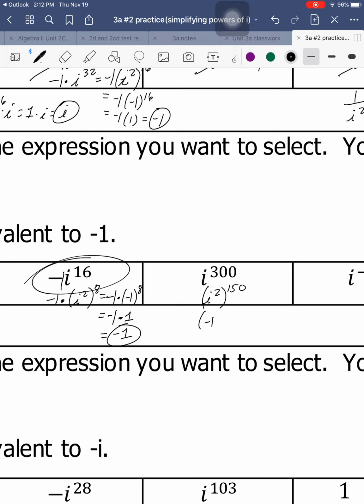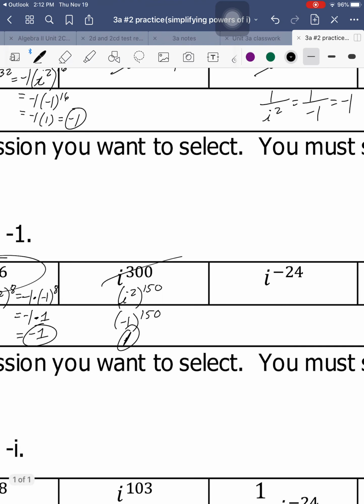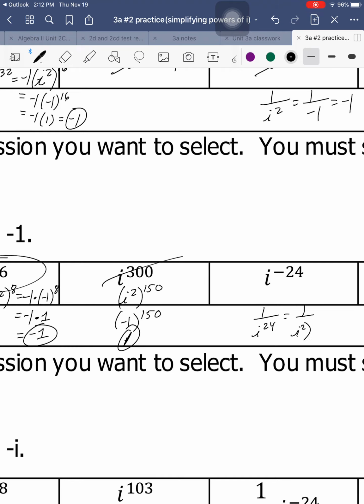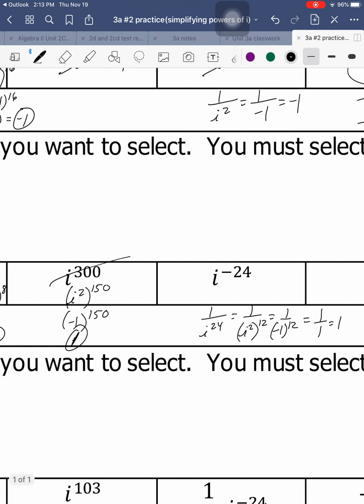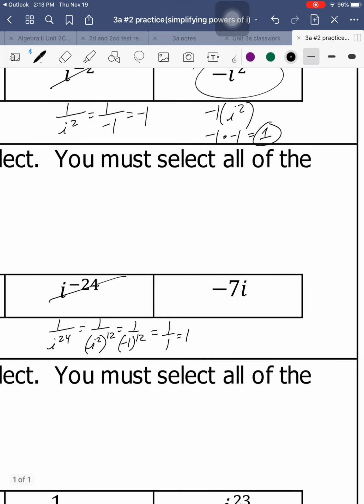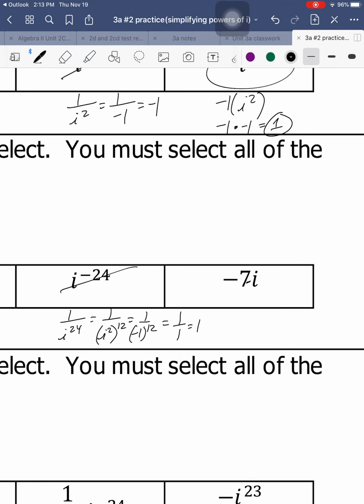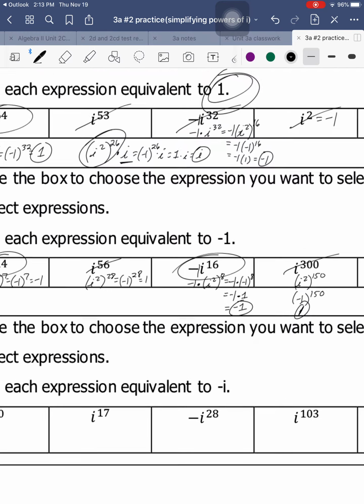i to the 300, so i squared to the 150. Negative 1 to the 150 is positive 1. So that's not an answer. i to the 24th is i squared to the 12th, which is negative 1 to the 12th. Negative 1 to the 12th is positive 1, so that's 1. We want negative 1, not the answer. And the last one is already simplified. No, that's not an answer. So there's 2 answers there.